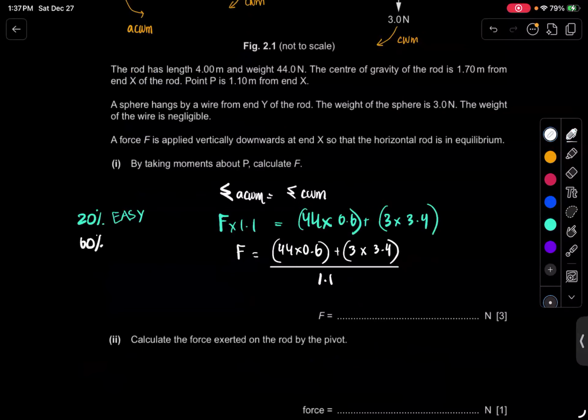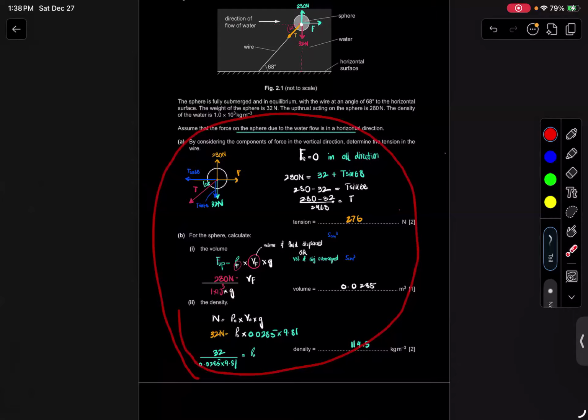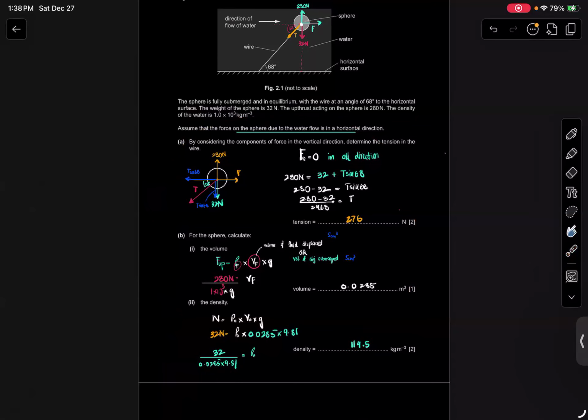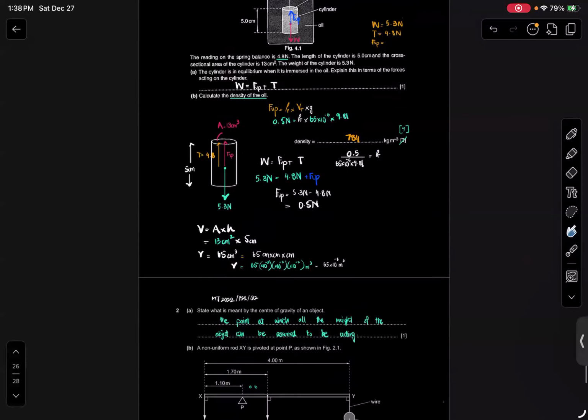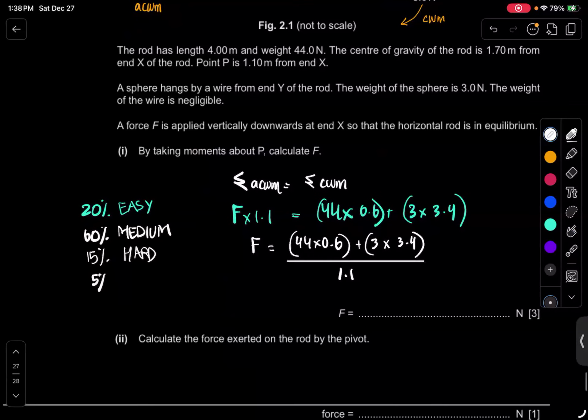60% of the paper is medium, and this question is one of them. This is one of those medium questions that don't require a lot of effort, but are also high in the number of marks. Now, 15% of the paper is hard. This was hard, but not extremely hard if you have studied enough. But there are going to be some questions, 5%, which are going to be distinction level questions.